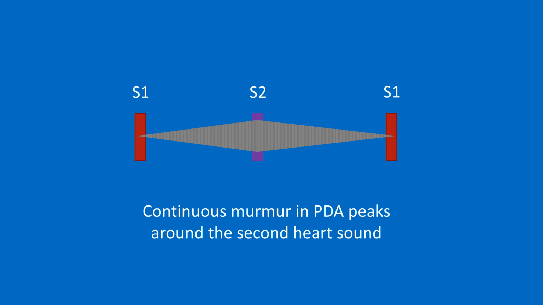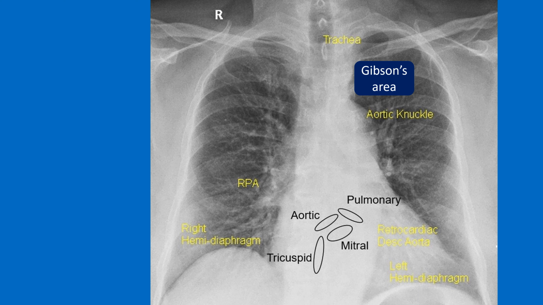Continuous murmurs start in systole and continue through the second heart sound into a variable part of the diastole. Some of these murmurs are heard throughout the cardiac cycle. The classical continuous murmur is that of patent ductus arteriosus, known as Gibson's murmur. The region where this murmur is best heard, below the left clavicle, is known as Gibson's area. The murmur of patent ductus arteriosus peaks over the second heart sound.